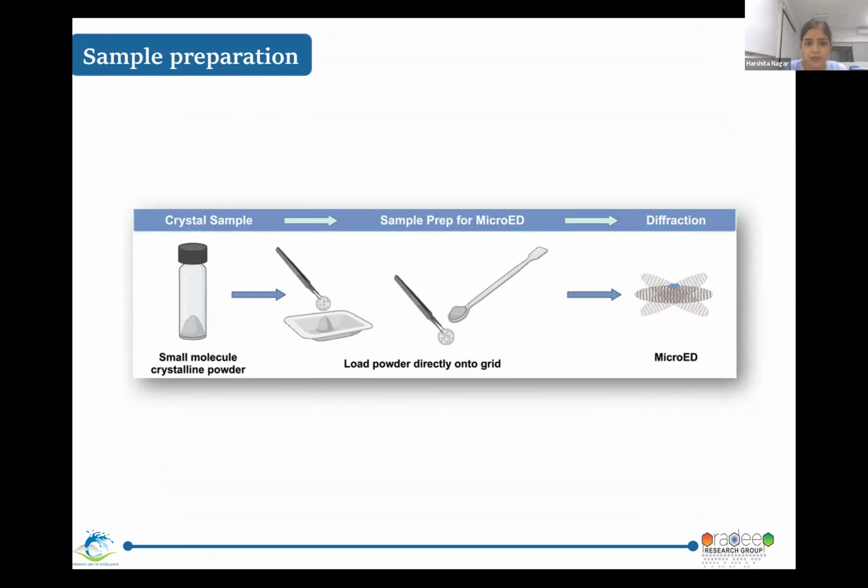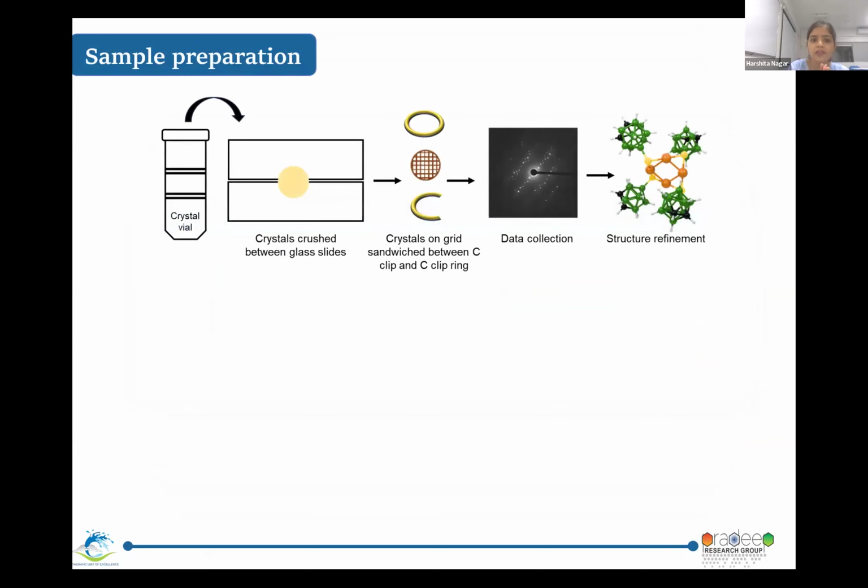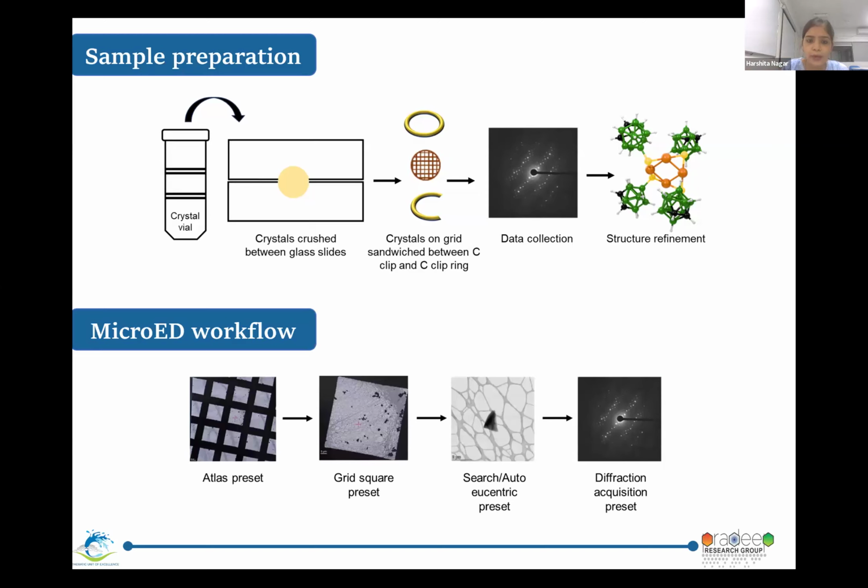We mostly use the technique where we take the crystalline powder and load it onto the TEM grid. In my work, we took the crystals and crushed them between two glass slides, then loaded them onto the TEM grid. This TEM grid is clipped between a C-clip ring and C-clip, and then the clipped TEM grid is kept in the autoloader, which we keep inside the cryo-EM to collect the data. After that data collection, we get the structure. So this is the overall micro-ED workflow.